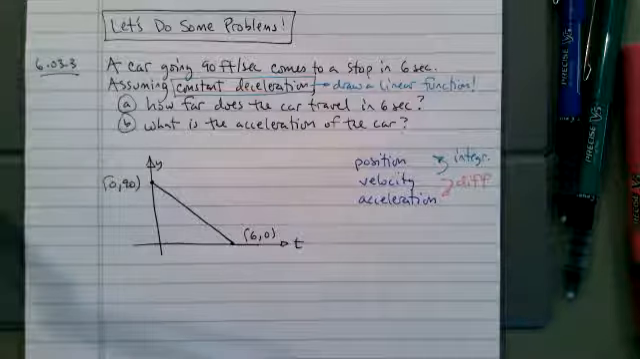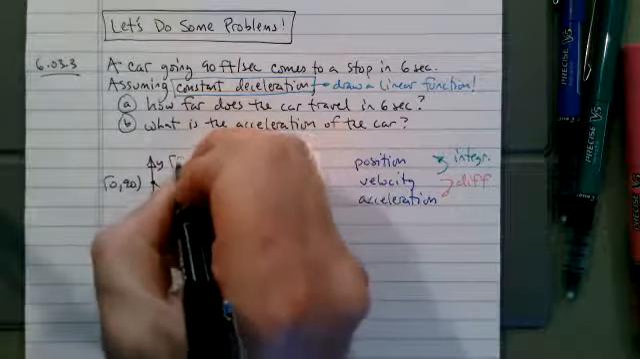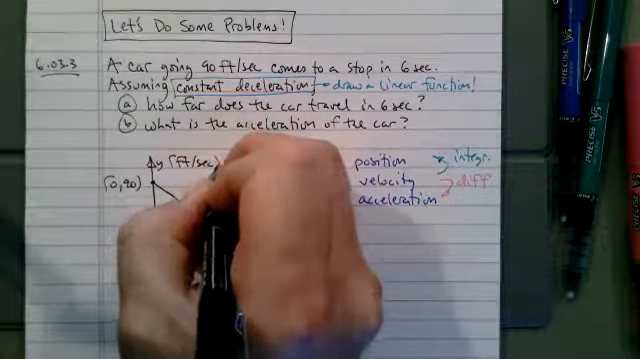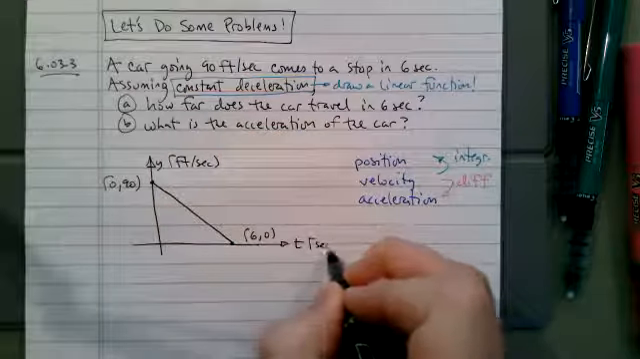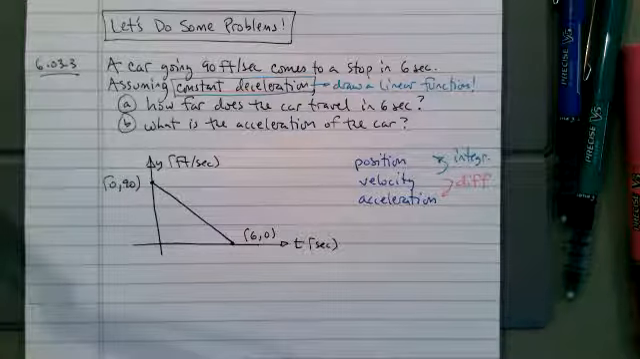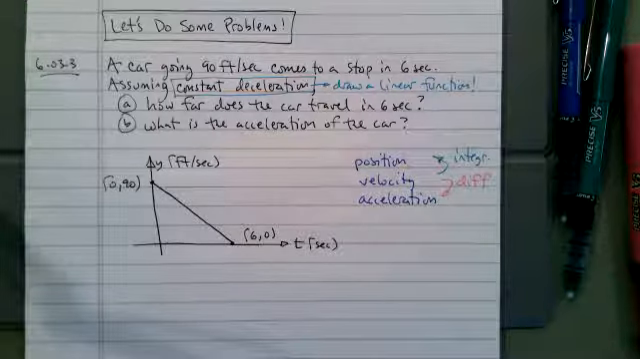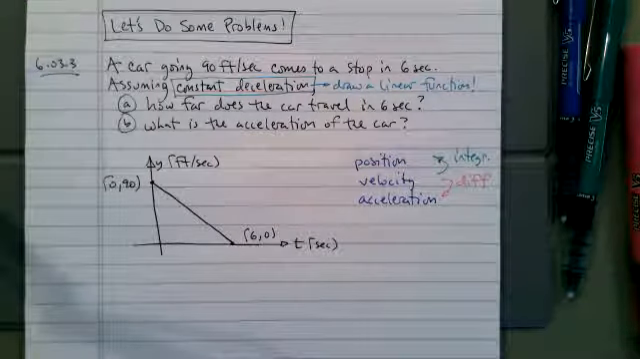So we'll just start off at 90 feet per second. That's going to be our speed in feet per second over time, which is measured in seconds. So there we are, going from 90 feet per second down to 0 feet per second in 6 seconds.